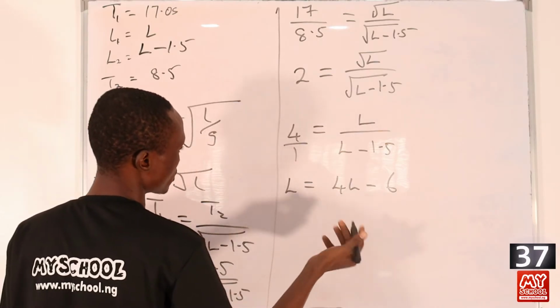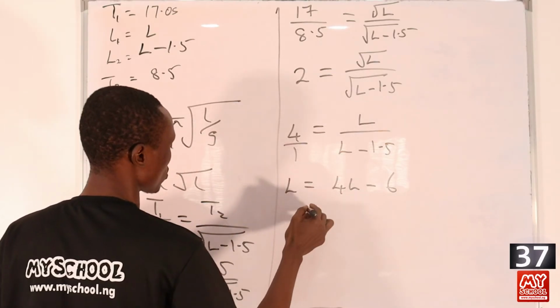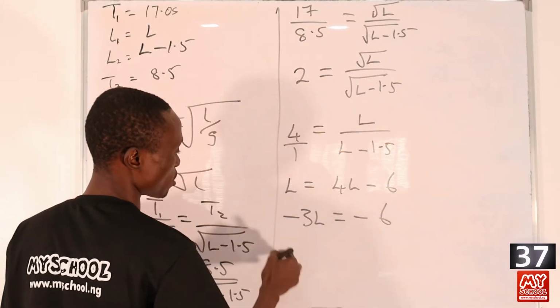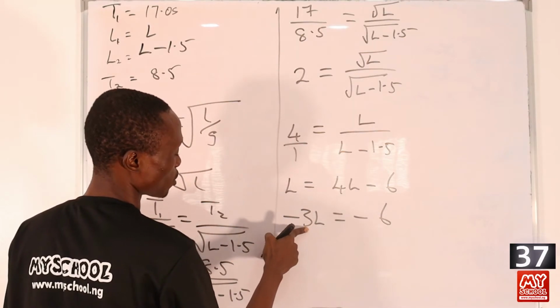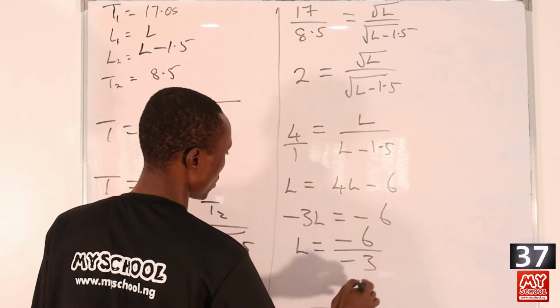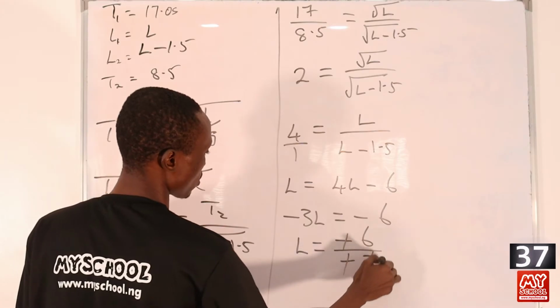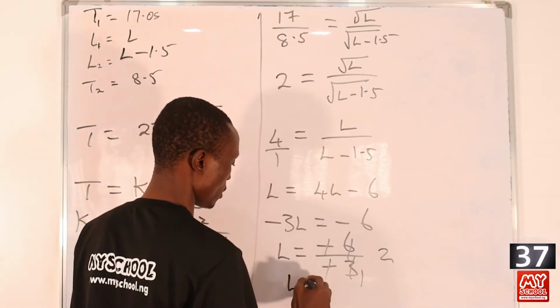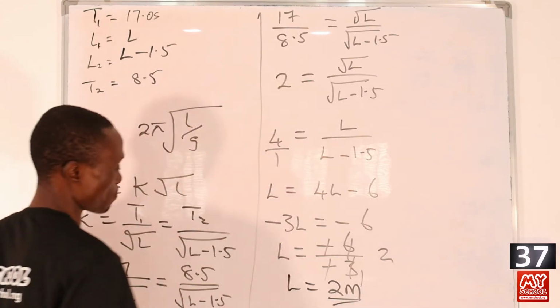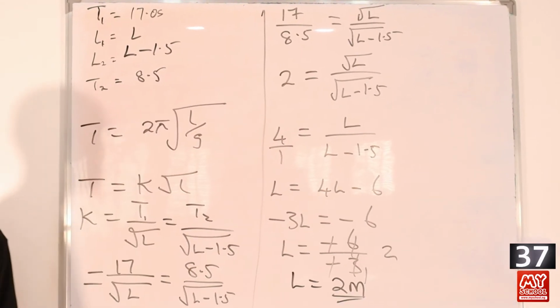Right, then we'll collect like terms. So if we collect like terms, we just move this to this as well. We'll be having minus 3L is equal to minus 6. So we divide both sides by minus 3, so that L is equal to minus 6 divided by minus 3. The minus will cancel minus, and 3L over 3 gives L. So that L is equal to 2 meter. Okay, so the length of the pendulum is equal to 2 meter, right?